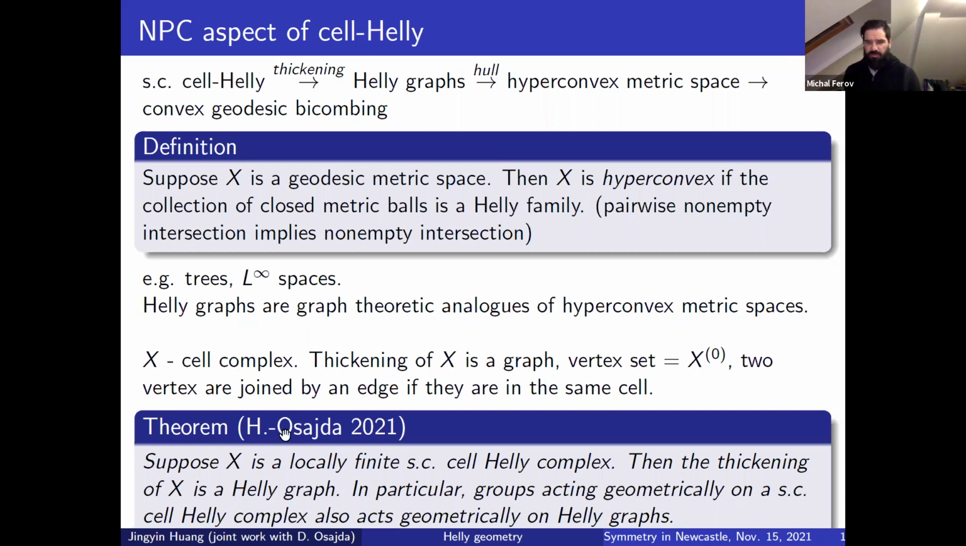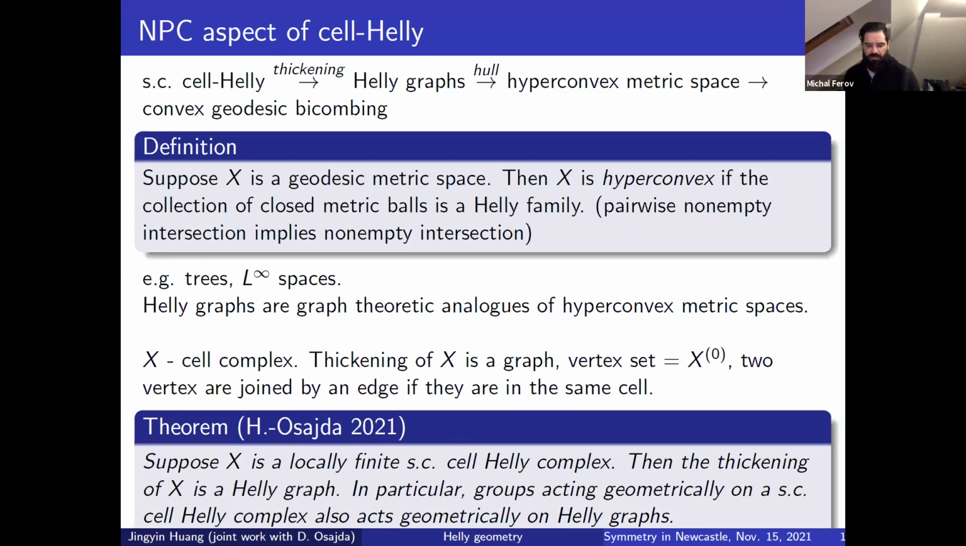So this theorem is kind of an analog of the Cartan-Hadamard theorem. You have some local version of nonpositive curvature, and then you have simply connectedness. Then that's going to lead to a global version of nonpositive curvature, and that's really what's going on in this theorem. And as a consequence of that, if I have a group acting geometrically on a simply connected cell Helly complex, then it's going to act geometrically on a Helly graph.